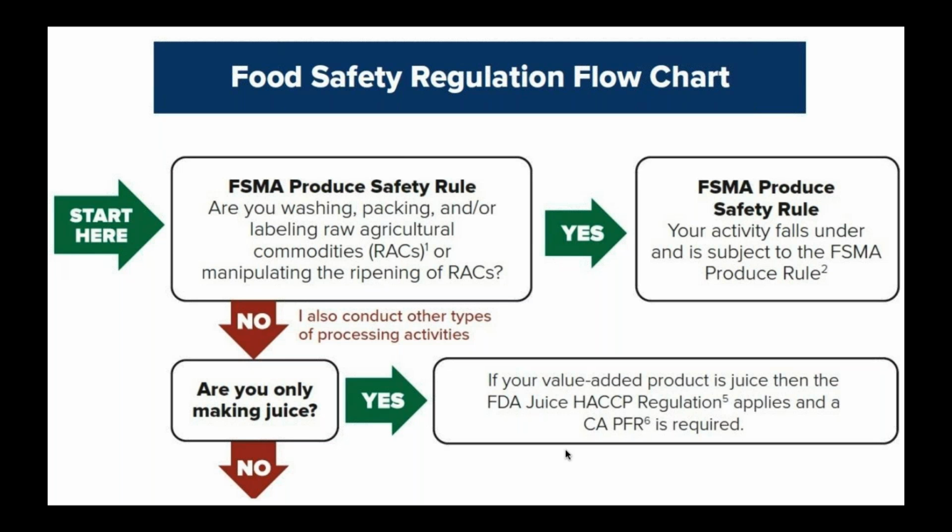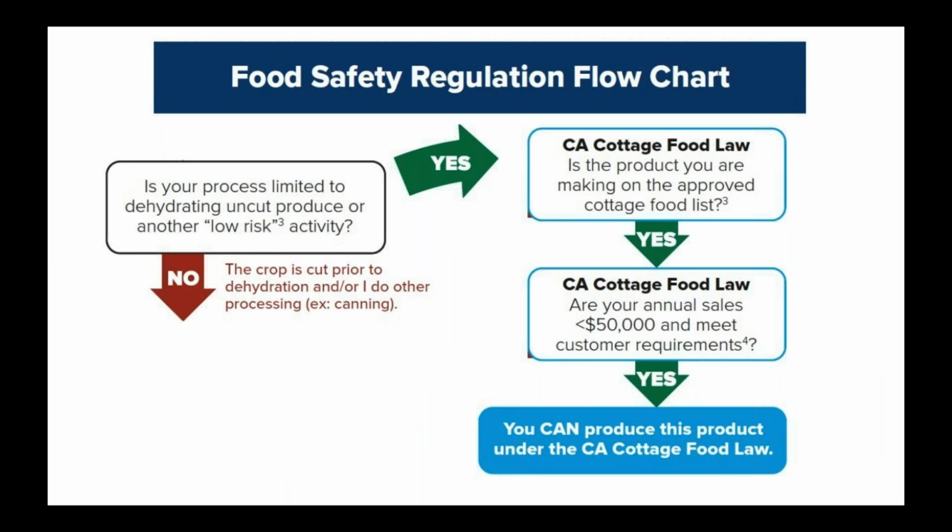So I'm not going to go through these boxes too much in detail, but here we're not washing, packing, or labeling racks or manipulating their ripening. So we're going to answer no. We also conduct other types of processing activities. Are we only making juice? No, we're not. We're making salsa. So we're going to move down to our next box.